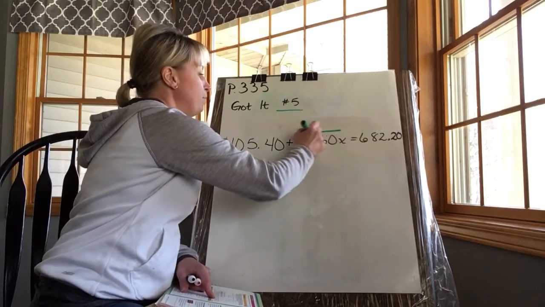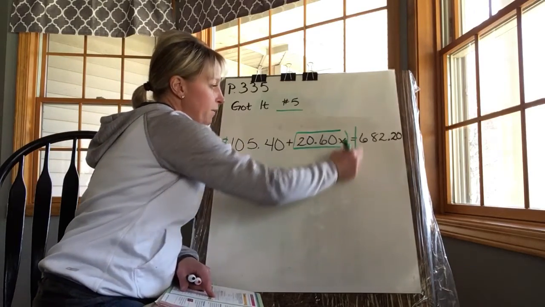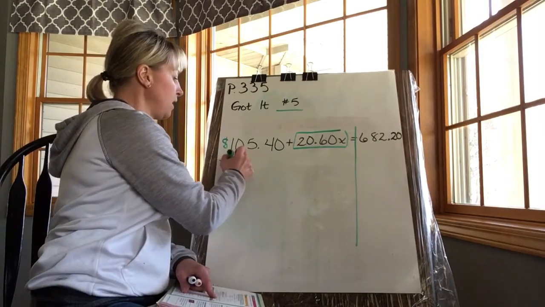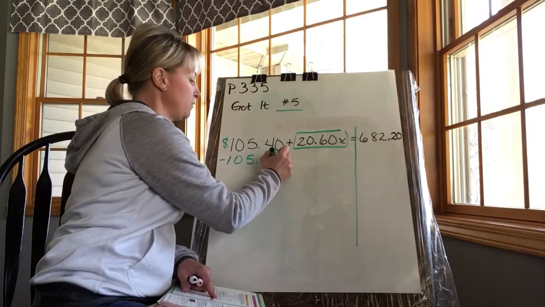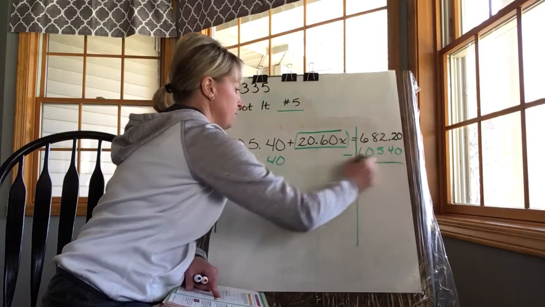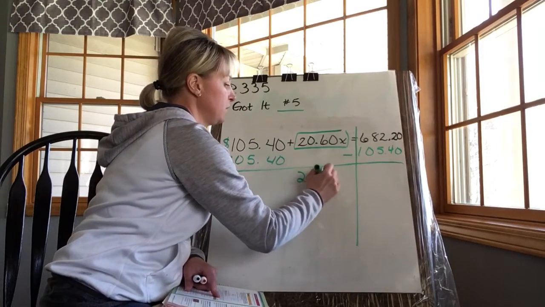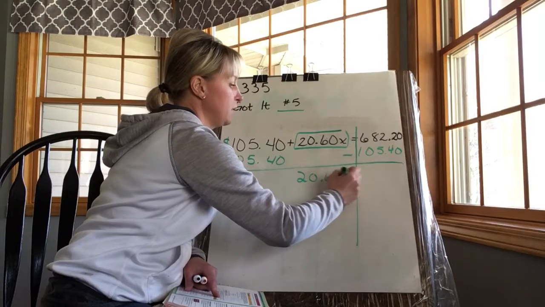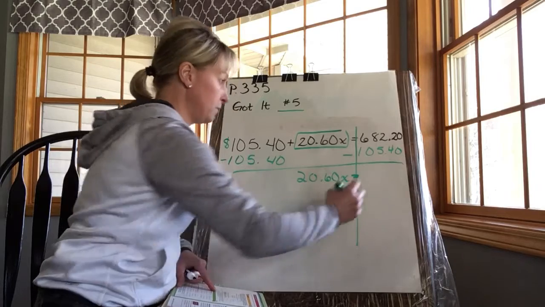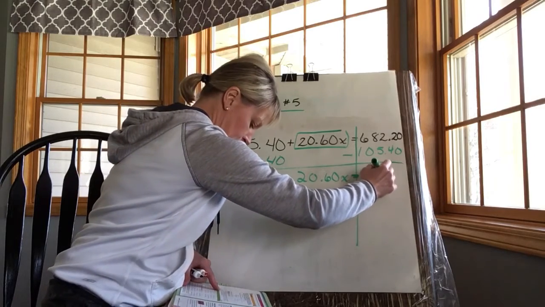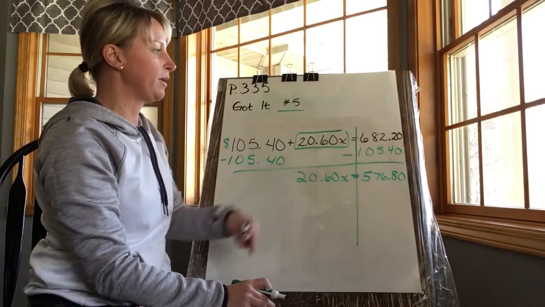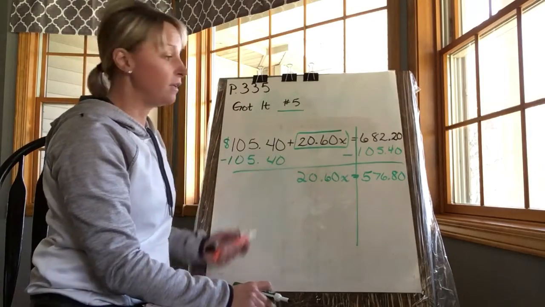So I'm going to box my x so he doesn't leave. I'm going to draw down that teeter-totter line to go back and forth. Subtract $105.40 from each side. So I'm left with $20.60 times the number of months equals $576.80. Again, this is where your calculator comes in handy because I just typed that in my calculator instead of solving it longhand. Either way is fine.